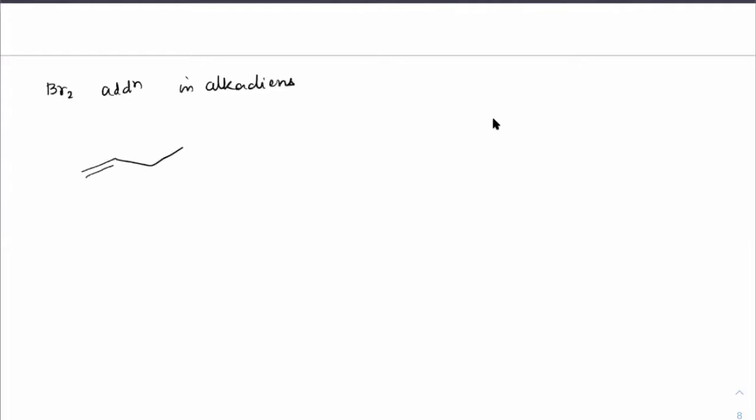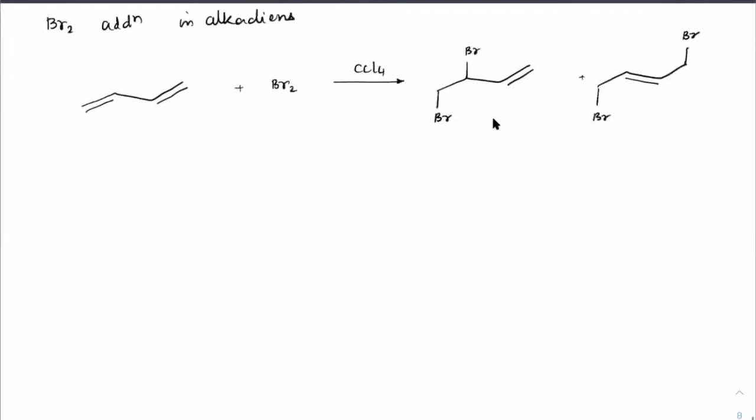We have a double bond here. We are treating that with Br2 in the presence of CCl4. Here also we can get two products, Br and Br this way with the double bond, and the double bond here, Br and Br. These are the two products we can get.